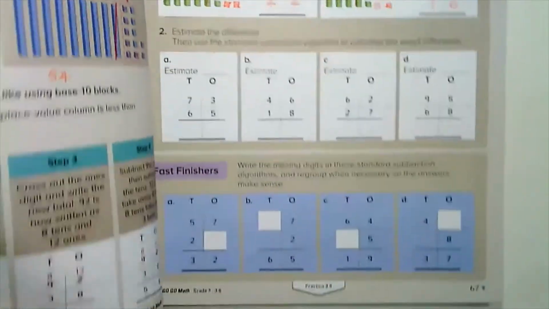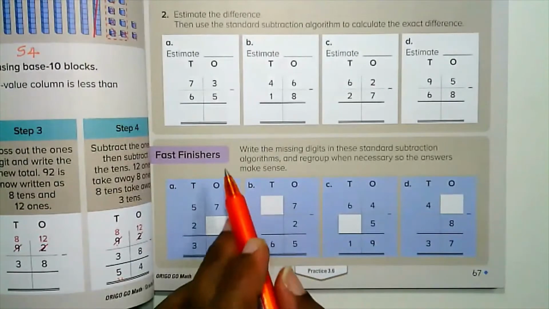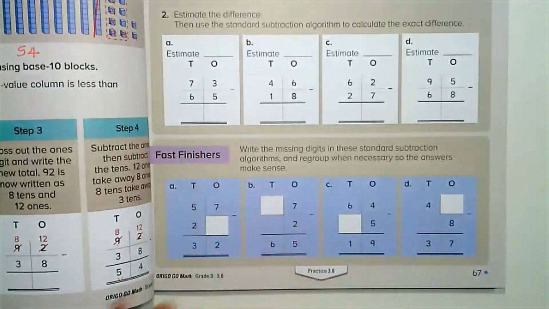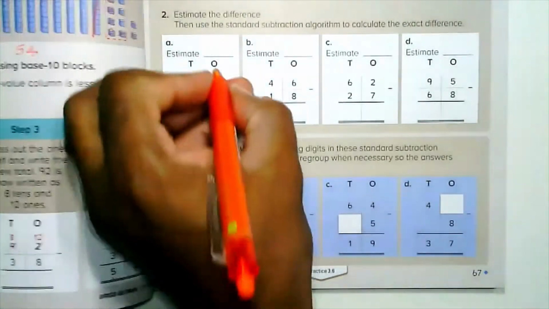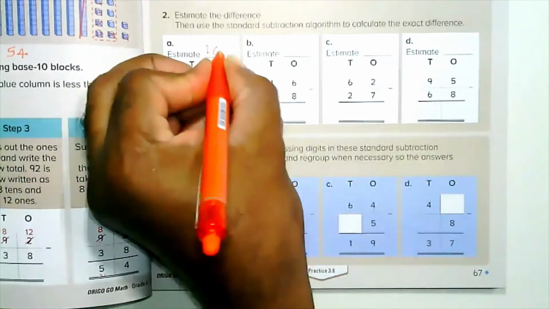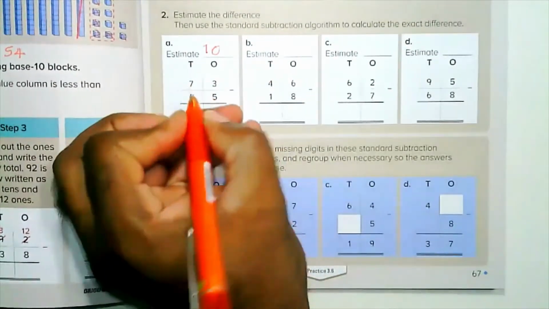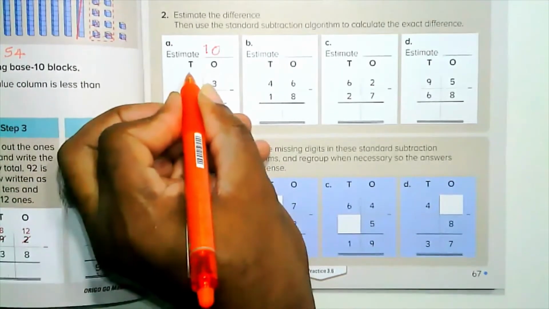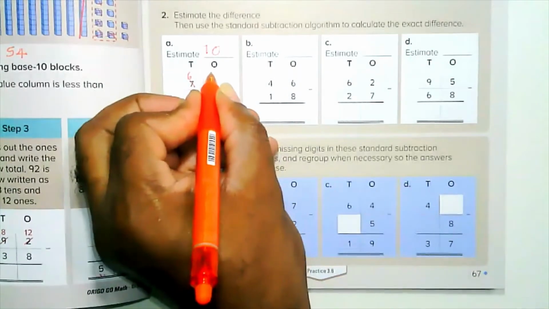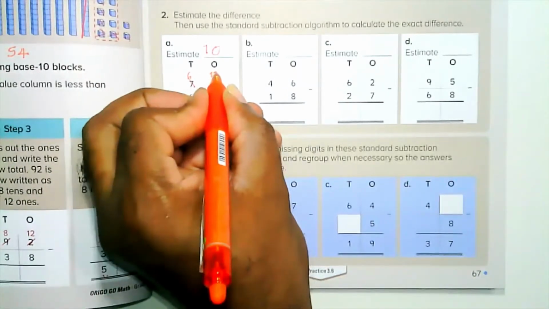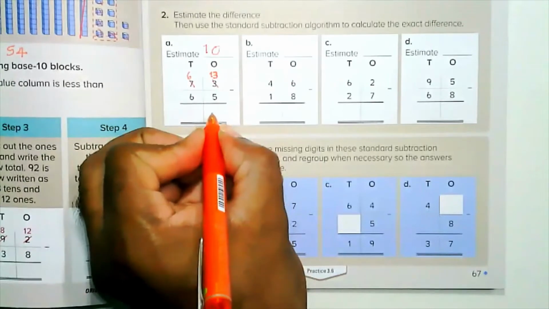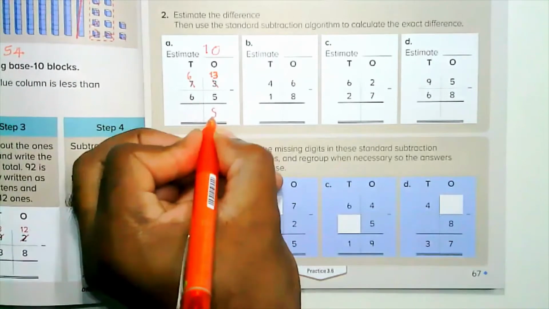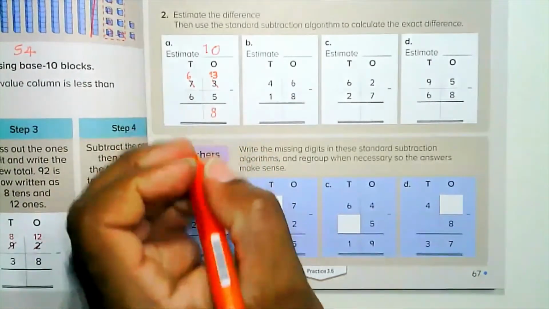Now let's go on to number 2. Estimate. 73 minus 65. Then that will give us 10. Now let's see. Regroup this to be 6, and this will be 13. 13 minus 5 will be 8. 6 minus 6 will be 0.